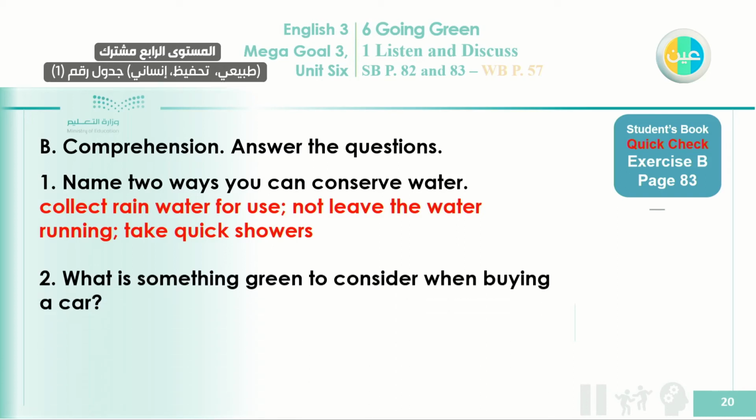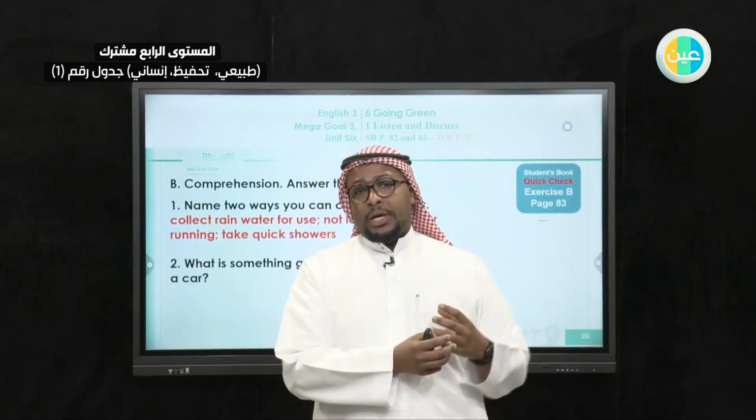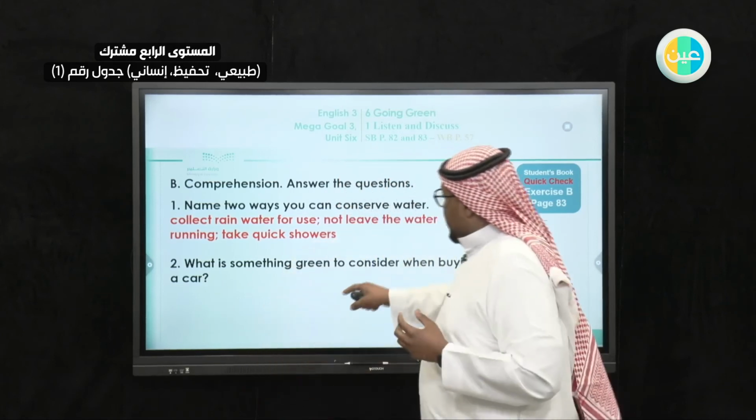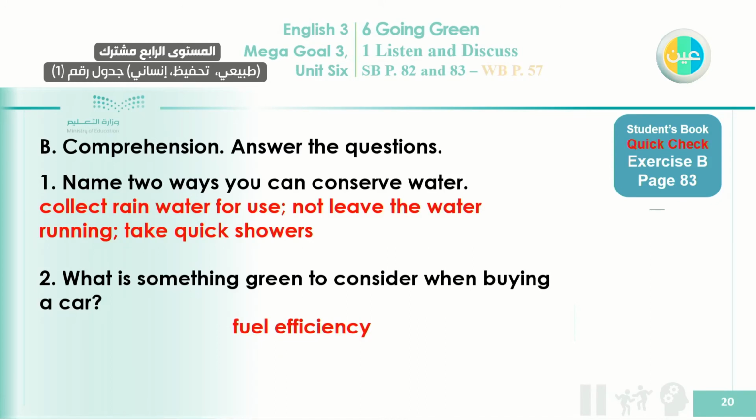Let's see number 2. What is something green to consider when buying a car? So this is actually very important. When we buy a new car, we have to look at the consumption of oil, which is actually related to going green. Of course, it's fuel efficiency. This is very important.